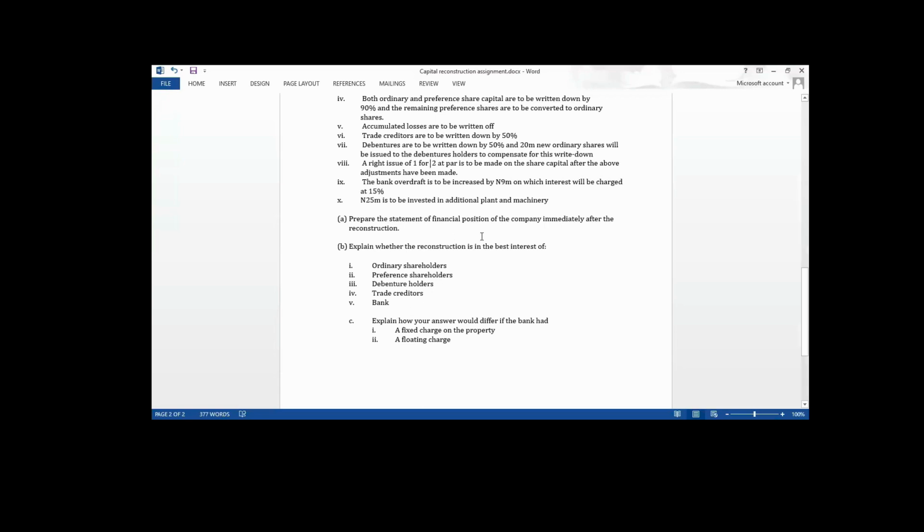You also have floating charge. Floating charge is not tied to any asset. It's on all assets.